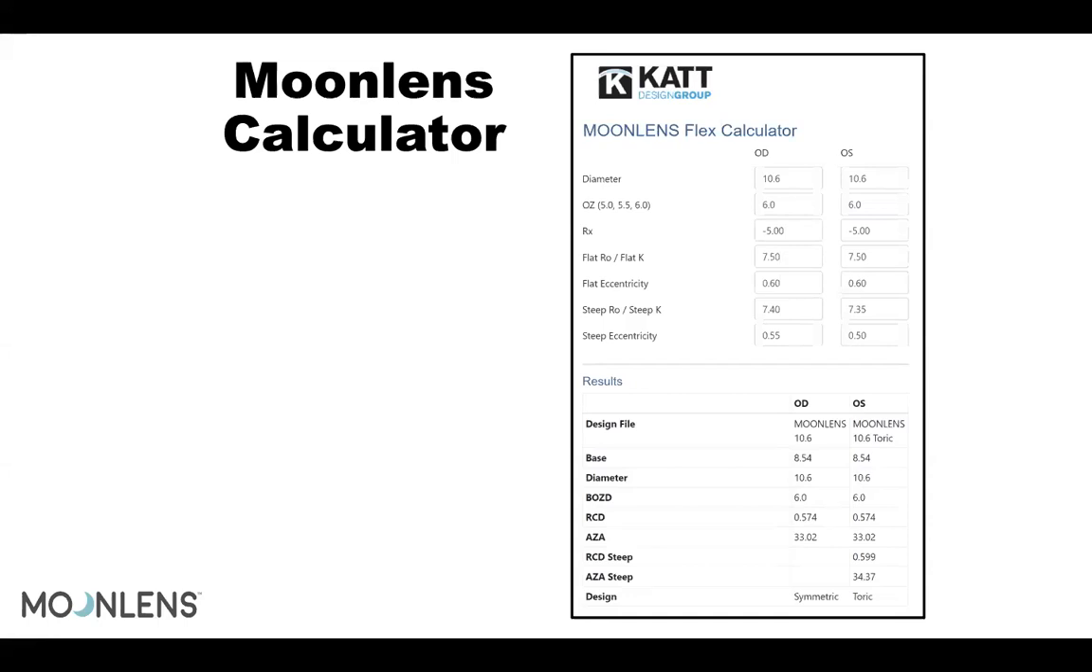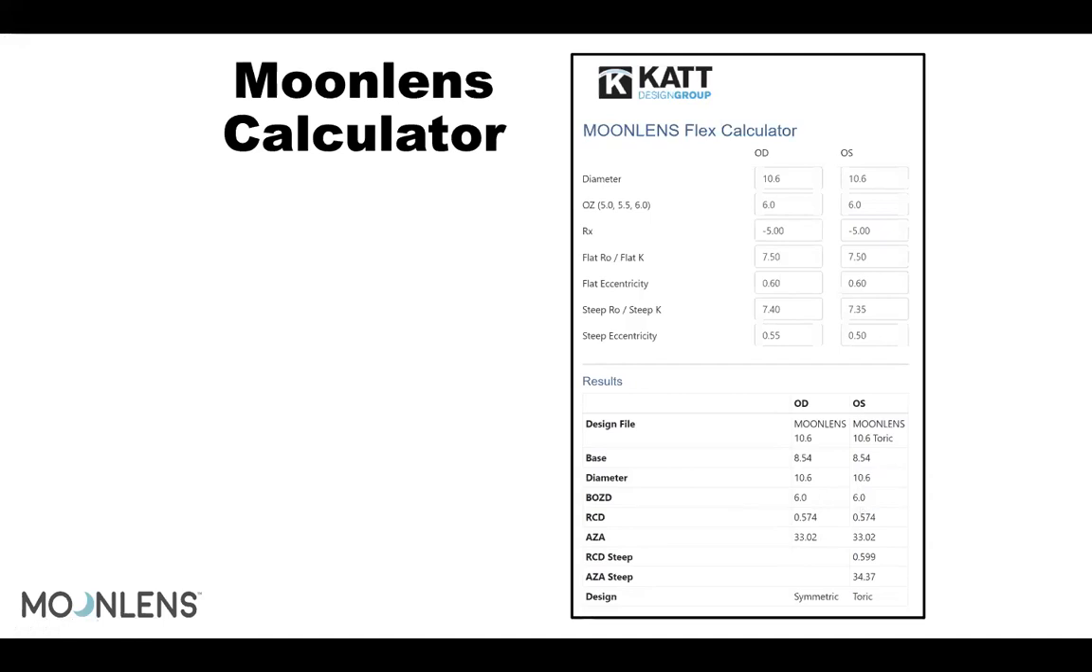So like I was telling you as well, you can do the steep K or the steep RO, and just by adding a quarter of a diopter to the steep K, that will give you the steep RO. And so once you have all the data in the system, it's going to create your lens, and it's going to tell you what measurements are going to be done on your lens.